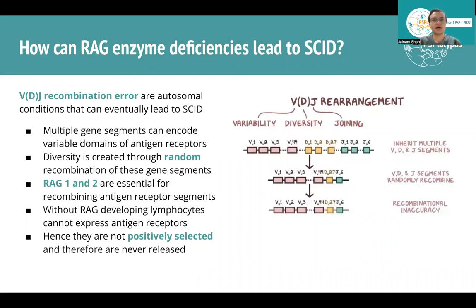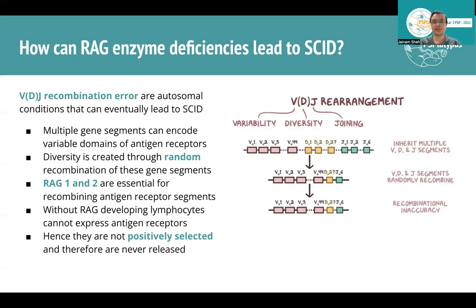But essentially, I was talking about the importance of the VDJ rearrangement system and the fact that this allows for random recombination of gene segments to ensure that we have a huge amount of variability in the receptors that we have on the T and B cells. Now, in order for this process to happen, you need RAG enzymes to be functional. So these are RAG1 and RAG2. They are essential for the recombining of the antigen receptor segments. Without them, your lymphocytes can't express specific antigen receptors because now you don't have the variability.